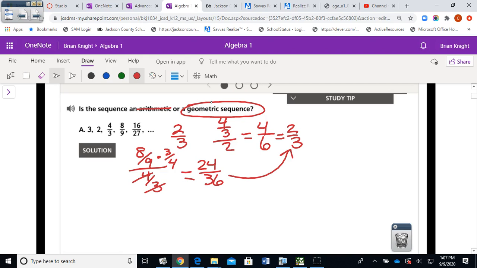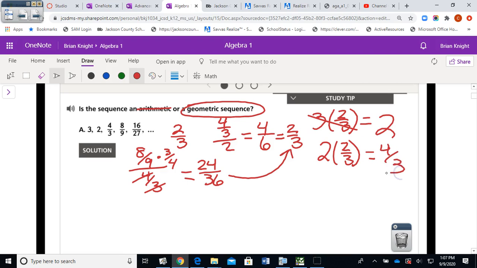Okay? Test it out. 3 times 2/3 is 2. Okay? 2 times 2/3 is 4/3. See how we're getting our numbers? Okay? So it checks out. Now, I didn't ask us to find that. I was just verifying that it was geometric. Any questions so far? Pretty simple?